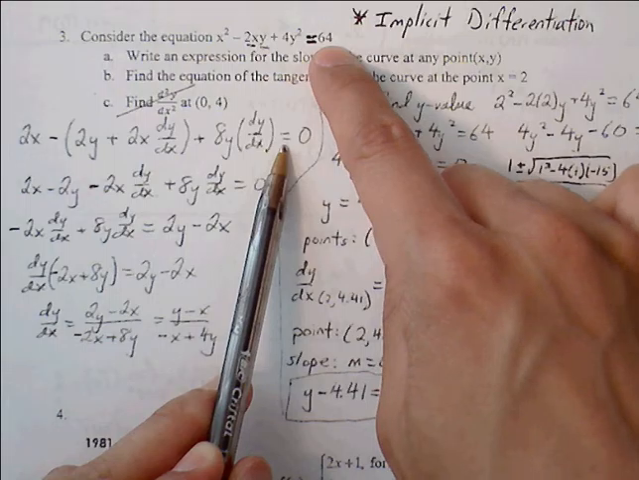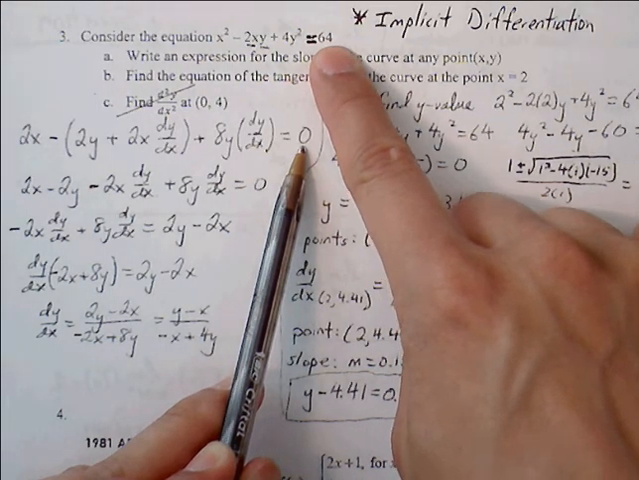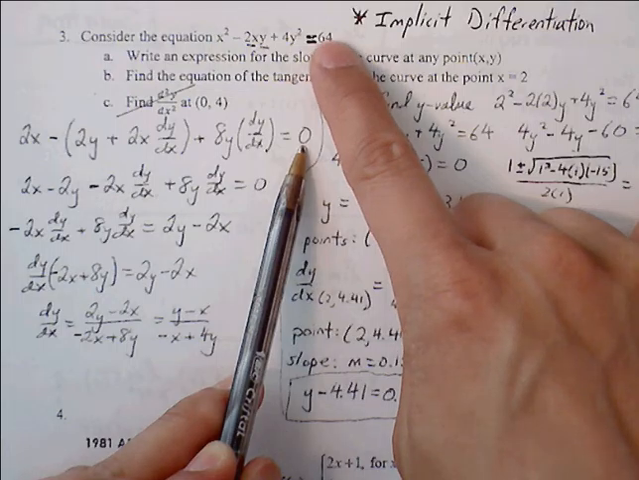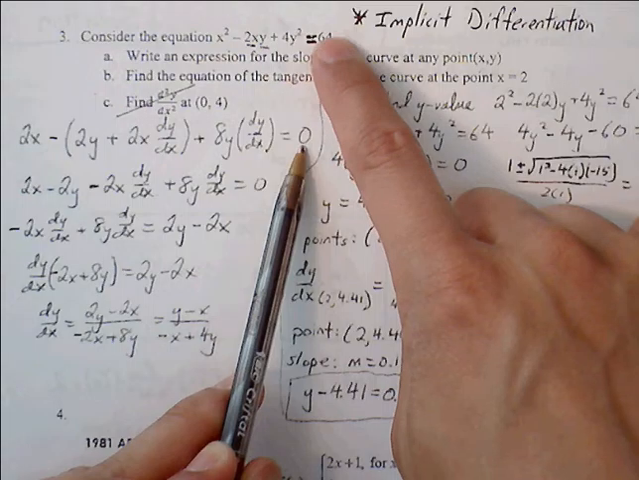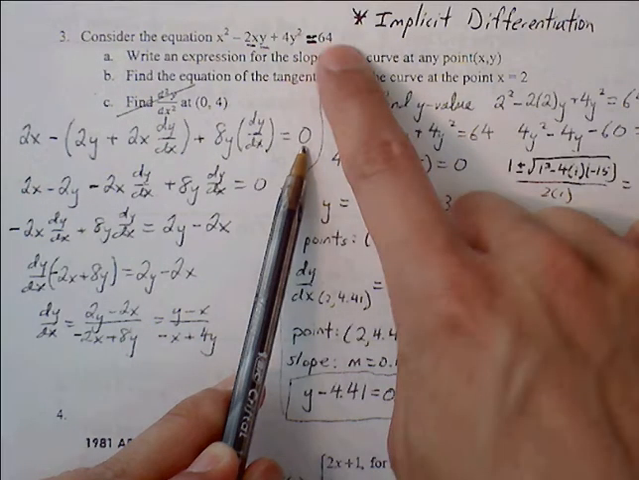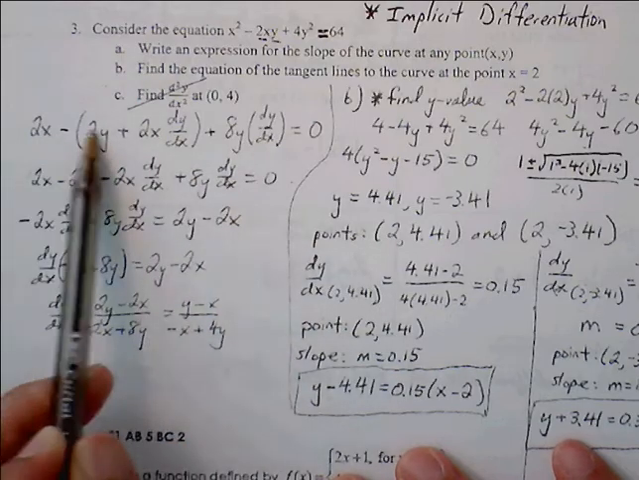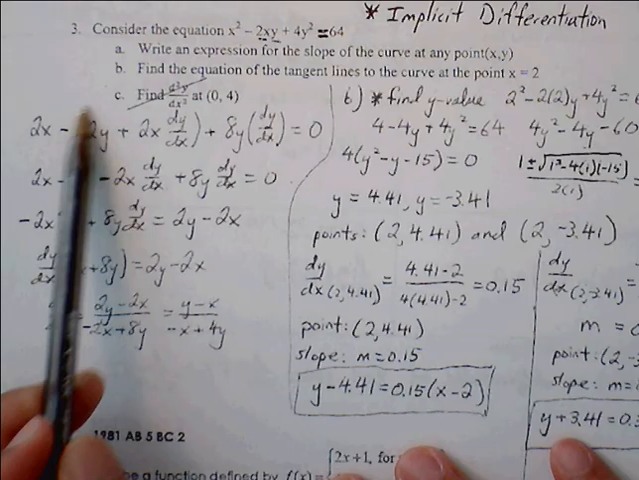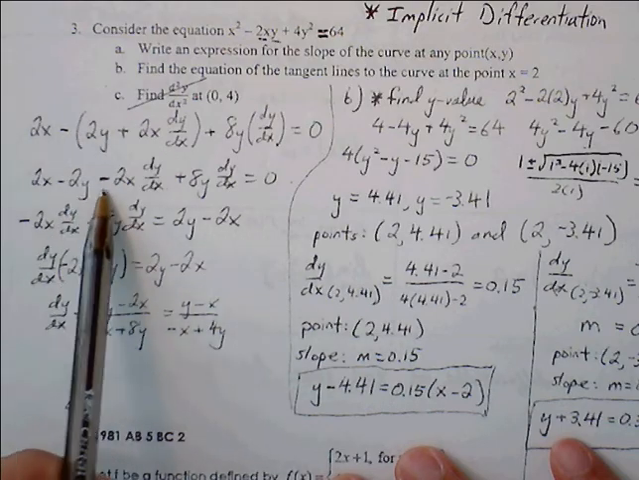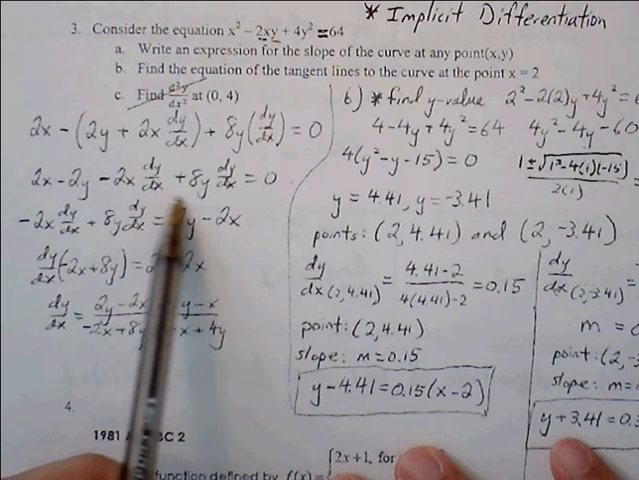Equals, the derivative of 64 is 0, so careful. This 64 is also being affected by the derivative rule, so we don't want it to remain 64. That 64 turns into a 0, since a constant goes to 0. Now it's just a matter of cleaning up and isolating dy/dx. There's a negative out here, so I'm going to distribute the negative through. So minus 2y minus 2x dy/dx plus 8y dy/dx equals 0.